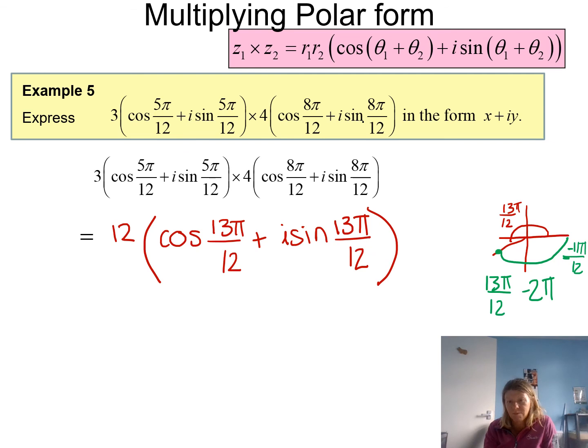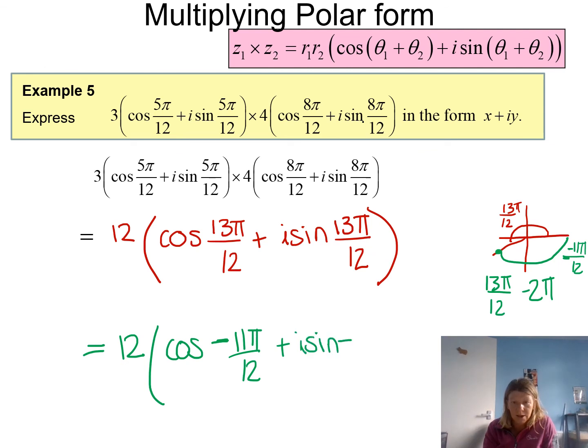So to get it in the range, keep taking 2 pi away from your fraction until it becomes in the range. So our final answer will be 12 cos minus 11 pi over 12 plus i sine minus 11 pi over 12. If you like, put brackets around there. Well, that makes it really messy. Scruffy answer, but never mind. There we go.